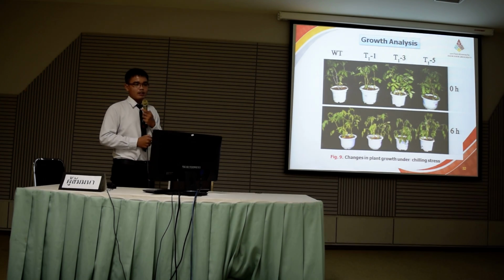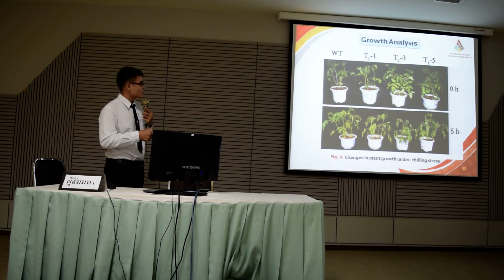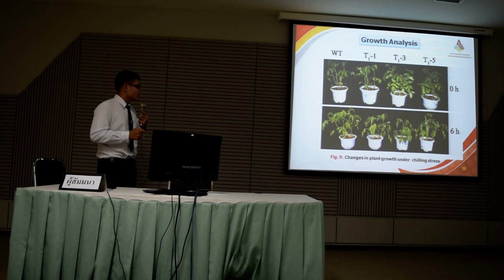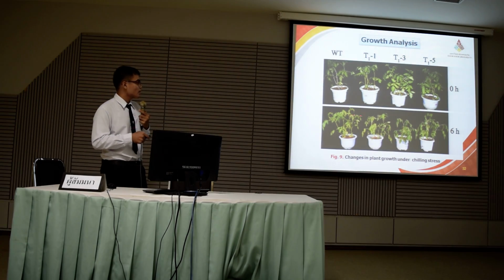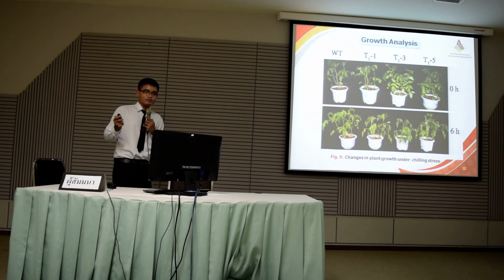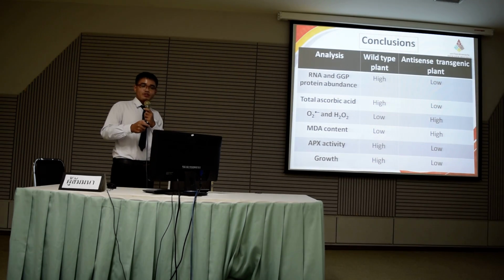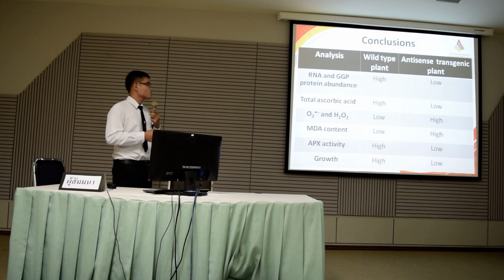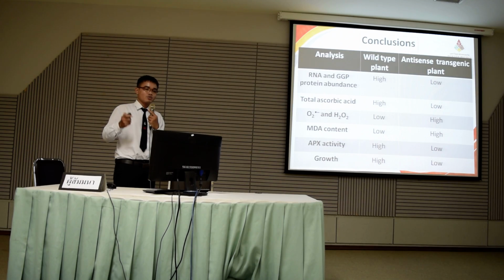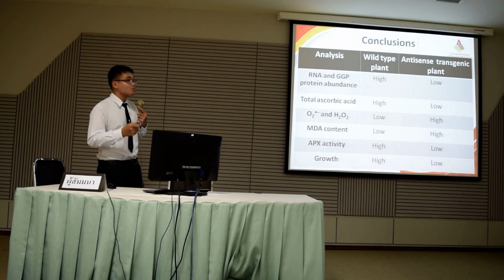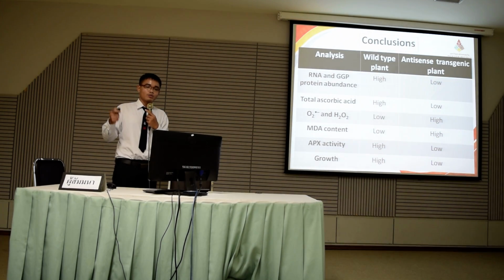And this slide shows the growth analysis. You can see at 6 hours the growth of transgenic plant was lower than wild type. All of the results are summarized in this table, indicating that the tomato chilling tolerance was decreased. Therefore, the GGP gene plays an important role in tomato.